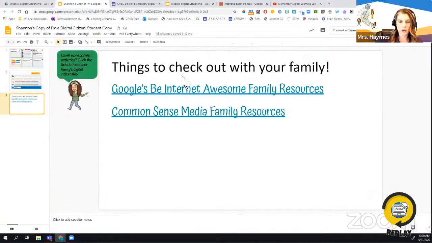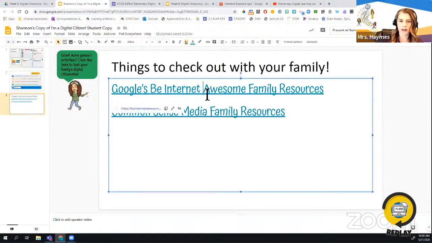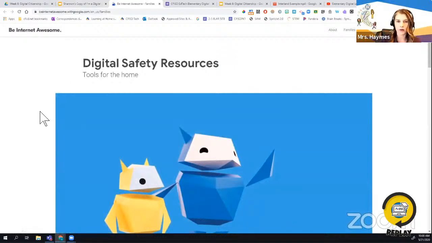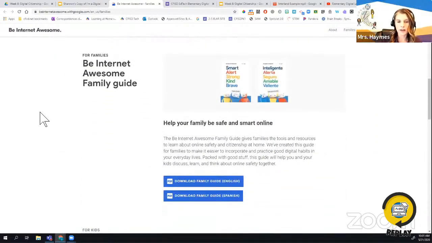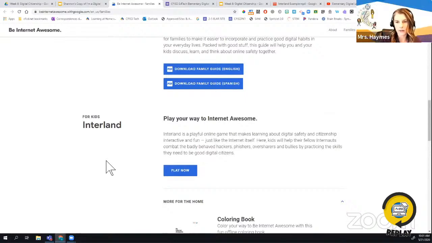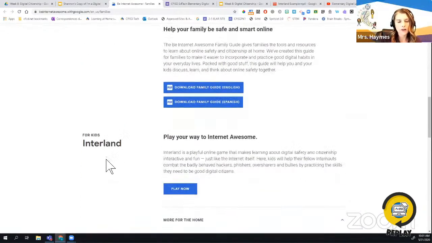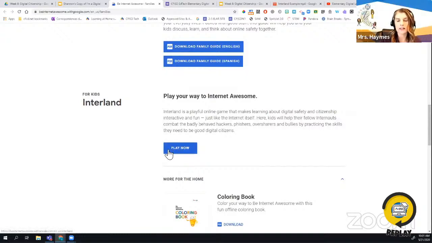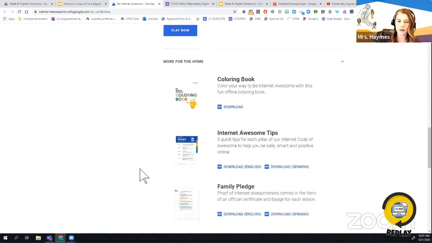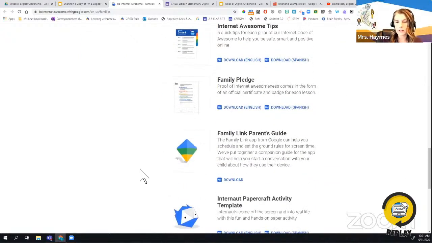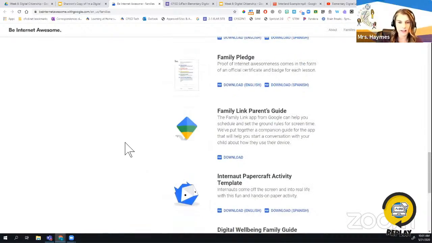Okay, so Ms. Gilpatrick, if you could click on that Google one just for a second, because I want to show them that this is one way that they can access the game as well. So if you missed that URL, you'll see that when you go to that Be Internet Awesome and you scroll down, you'll see that there are a lot of great things. There's a guide that you can download in both English and Spanish, but then right under that, it says For Kids Interland, and it says Play Now. So if you were to click on that, that would take you to that game that Ms. Gilpatrick was showing you with all the different levels and the different lands that you conquer. There's also coloring books and internet tips. And then there's also a family pledge. So you can make a pledge as a family to stay safe online.